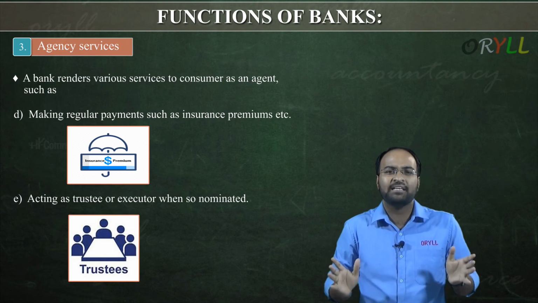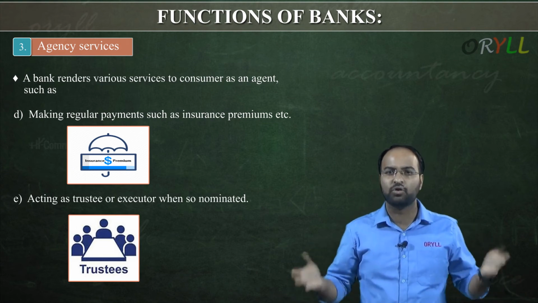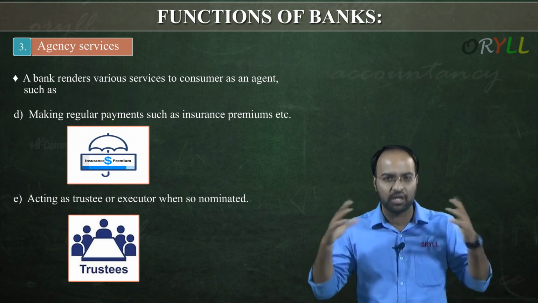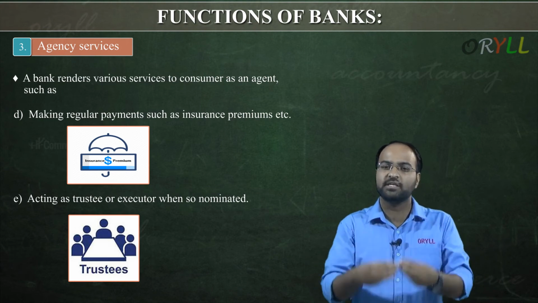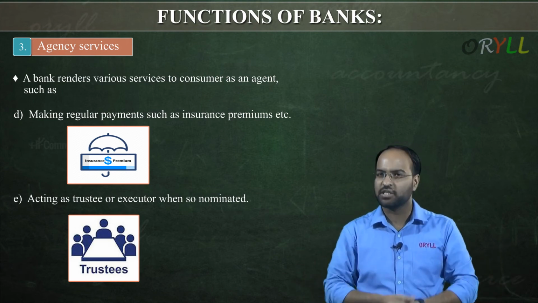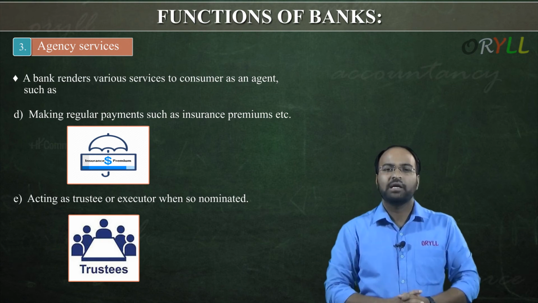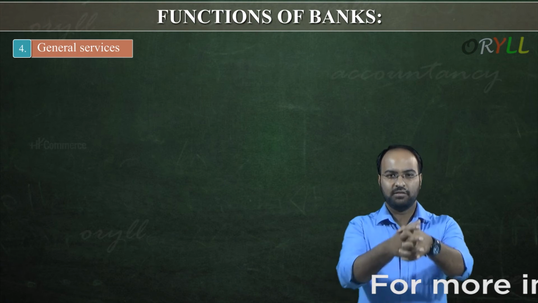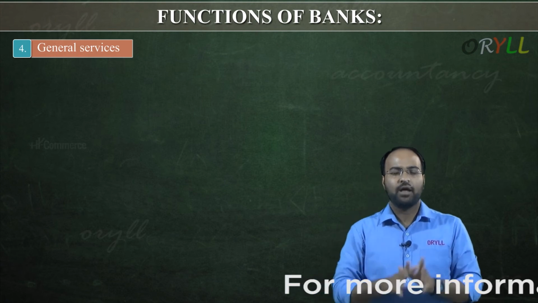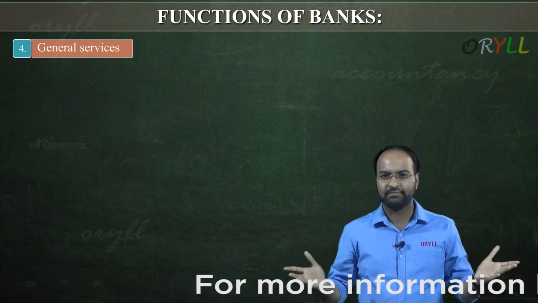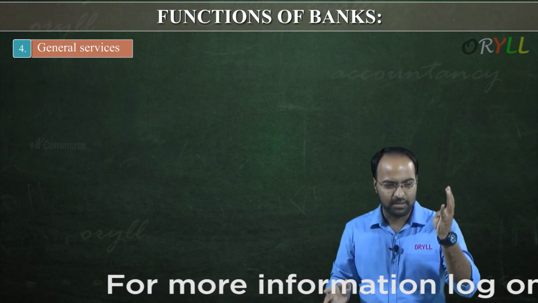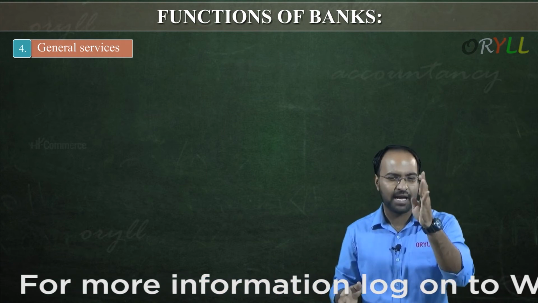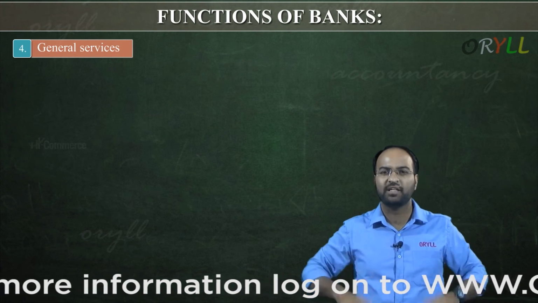It means, sir, banks, in order to expand themselves, in order to have more business, in order to have more income, are also performing some agency services, which we have discussed just now. Got it? Now the next function is a general function or general services. See, nowadays, what happened here: till now, acceptance of deposits, lending of money and agency services used to be performed by the bank.